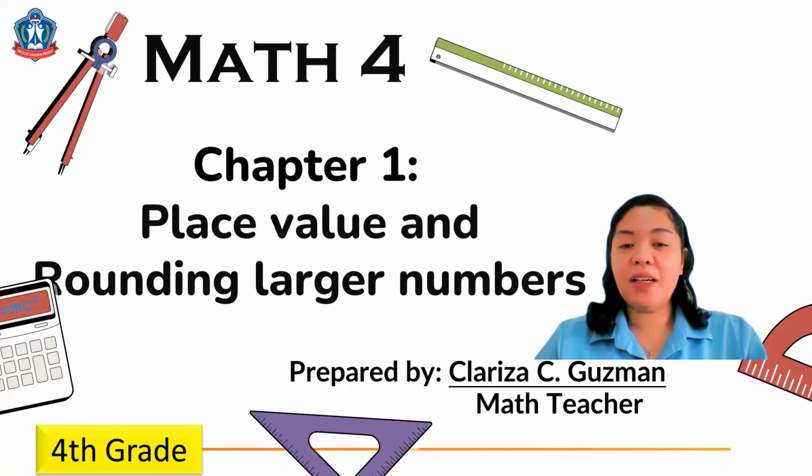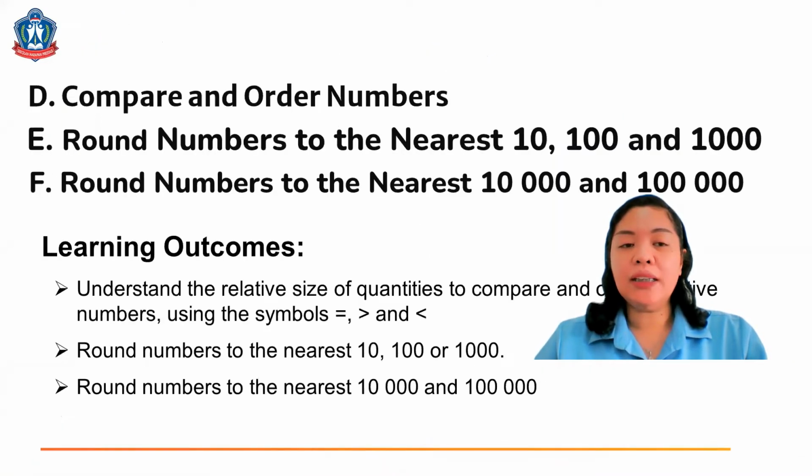Let's continue our lesson for Chapter 1, Place Value and Rounding Larger Numbers. You will learn the lessons: compare and order numbers, round numbers to the nearest 10, 100, and 1,000, and also round numbers to the nearest 10,000 and 100,000.